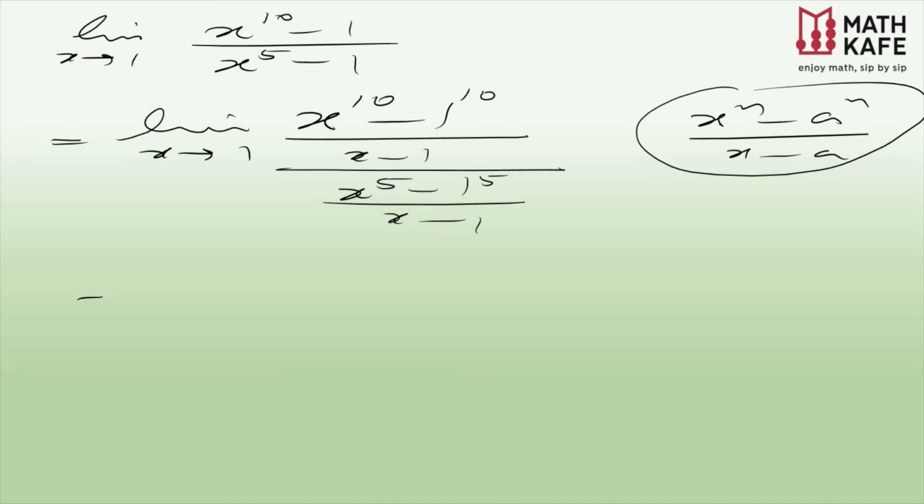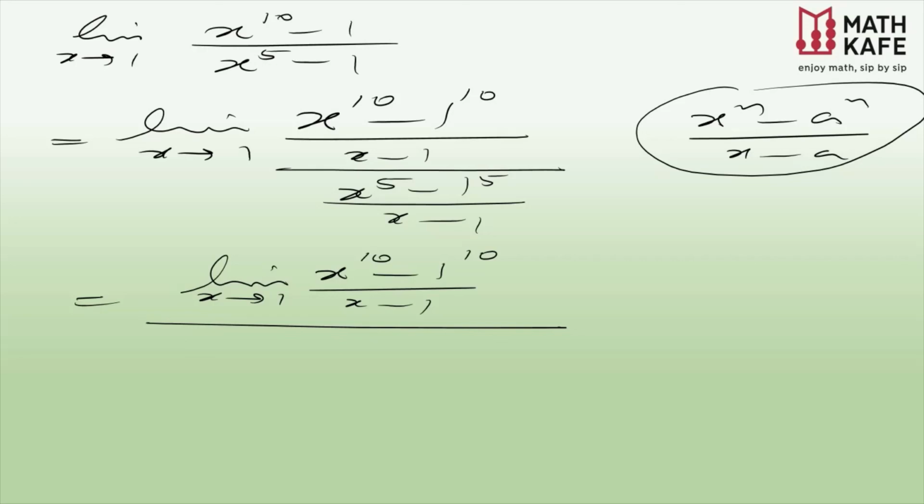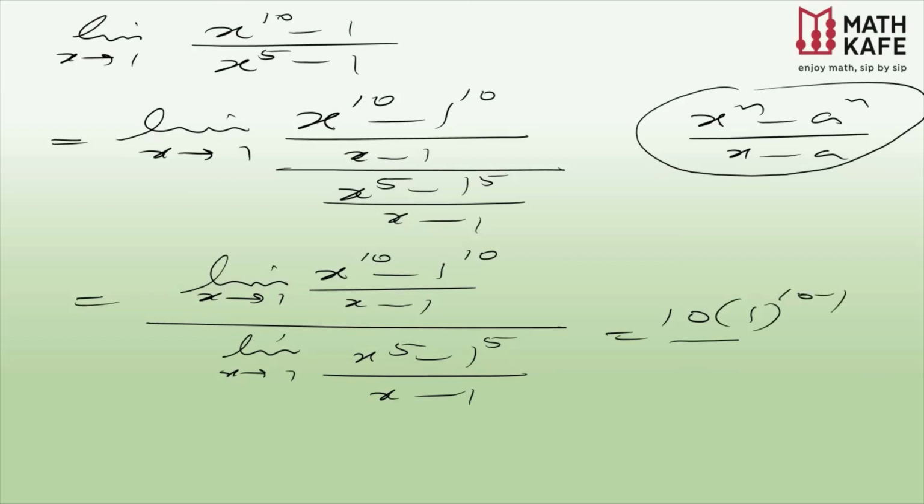Now if you want, you can write one more step, or you can directly evaluate. Here I am applying the property that the limit of a quotient is equal to the limit of the numerator divided by the limit of the denominator: limit x tends to 1 of x raised to 10 minus 1 raised to 10 by x minus 1, whole divided by limit x tends to 1 of x to the power 5 minus 1 to the power 5 by x minus 1. So the numerator is 10 into 1 to the power 10 minus 1, and the denominator is 5 into 1 to the power 5 minus 1. 1 to the power anything is 1. 10 by 5 is 2, so that's the answer.